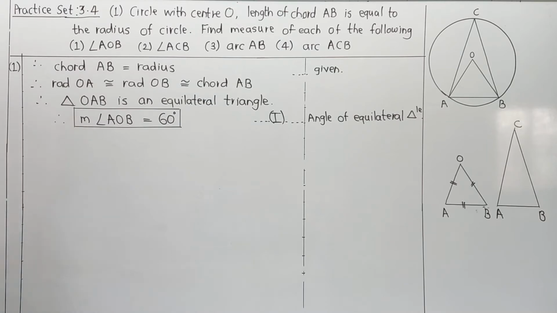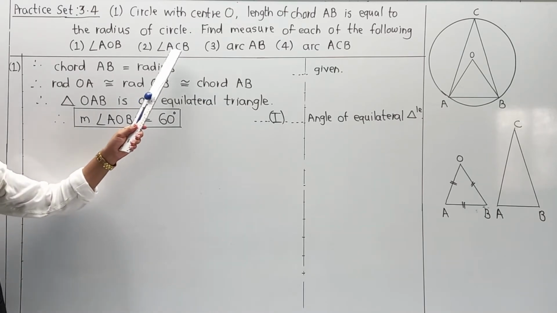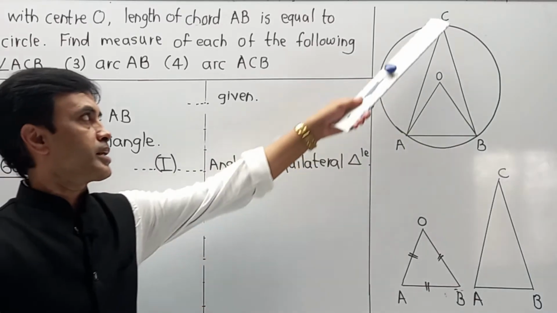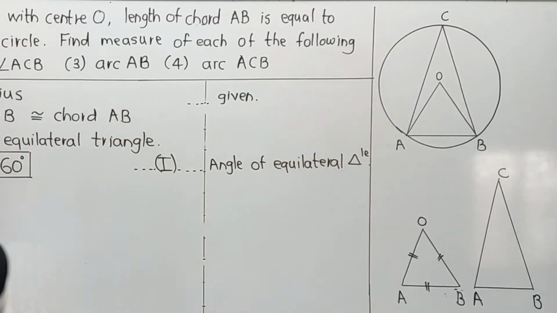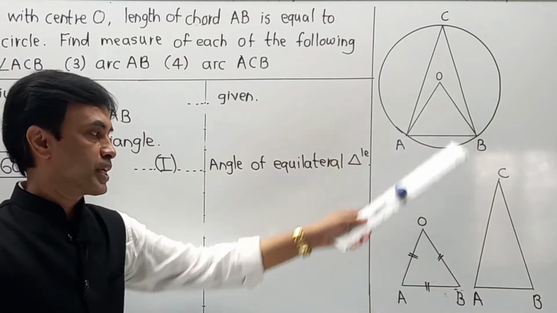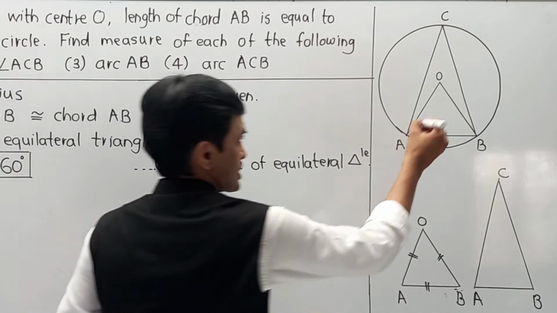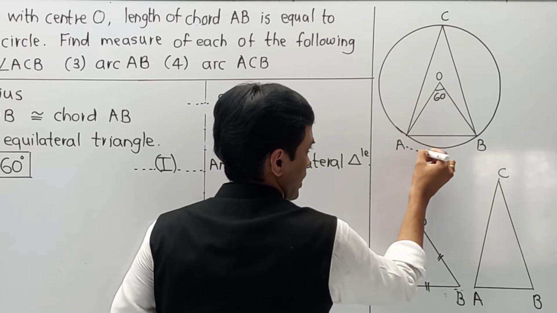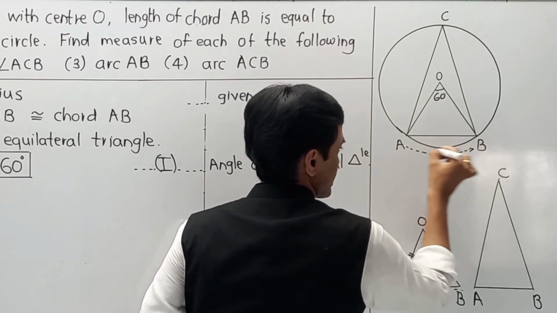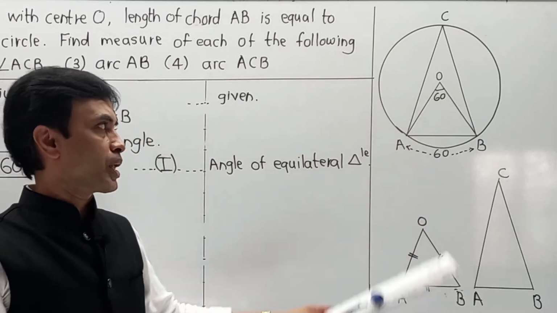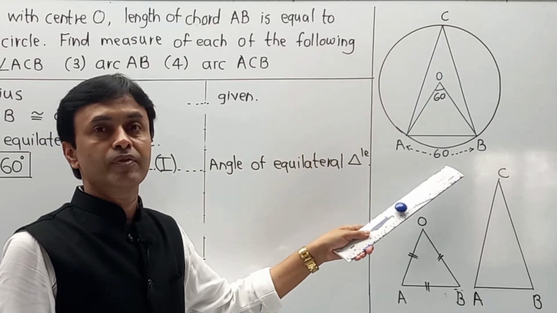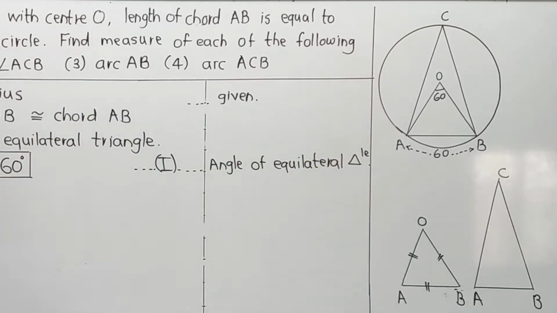Now, in the second part, they have asked you angle ACB. Now this angle is formed on the circumference of the circle. And we know that the value of the central angle that we calculated, angle AOB, is 60 degrees. Now the value of the central angle is nothing but the value of the arc, which means the arc is also 60 degrees. Using that property, the circumferential angle is half of the arc.